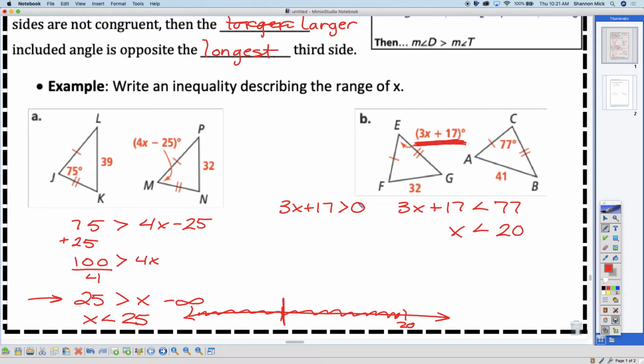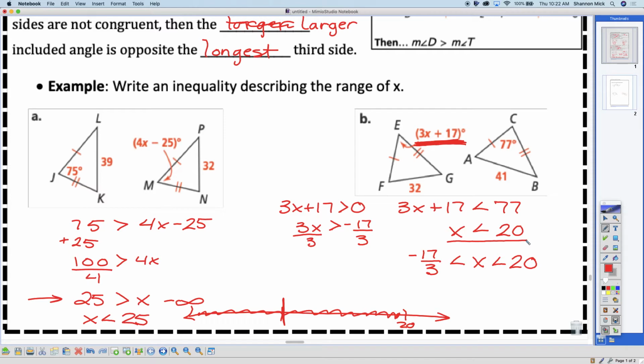So then when I do that, I subtracted 17 and I divided by 3. I don't want a fraction. That's what it is. So I get negative 17 thirds is less than x, which is less than 20. How do I know when to do this? Right there. On the other problem, it's the same thing.